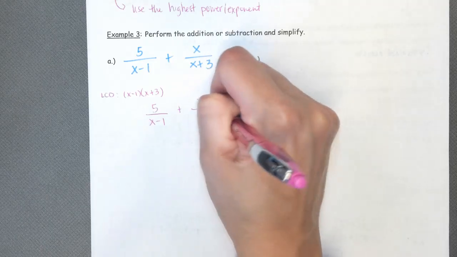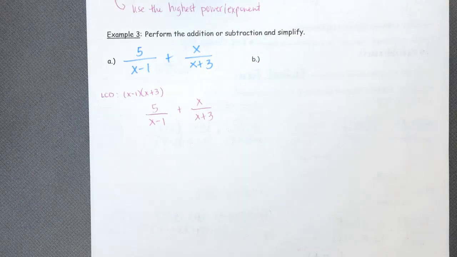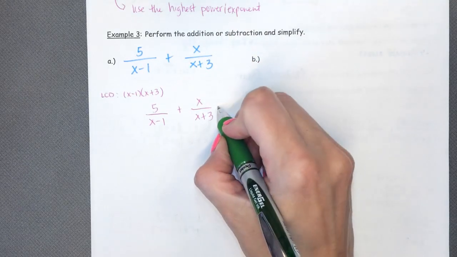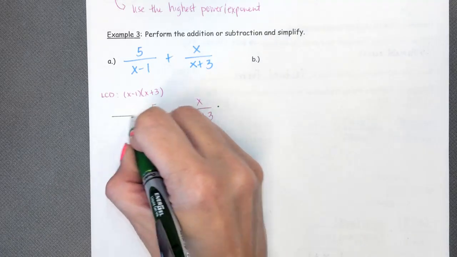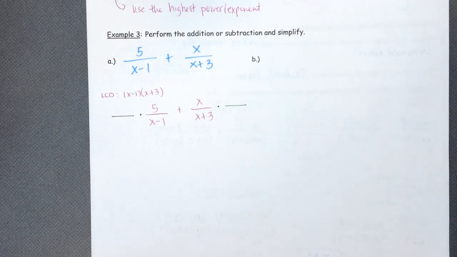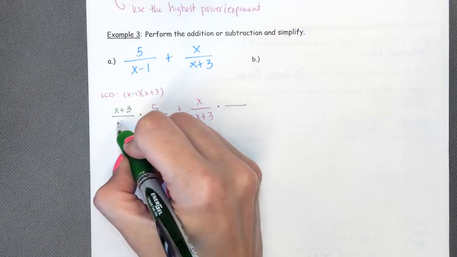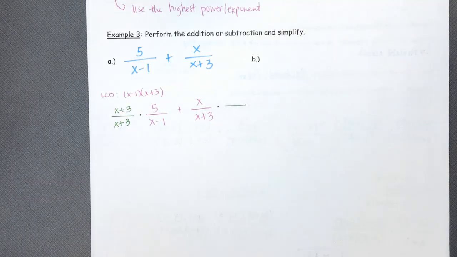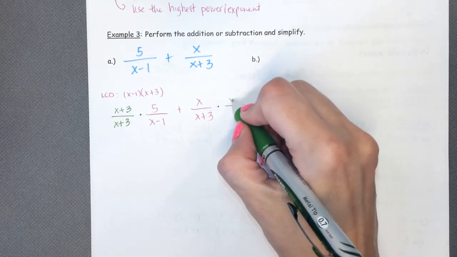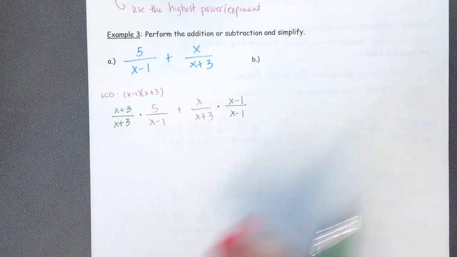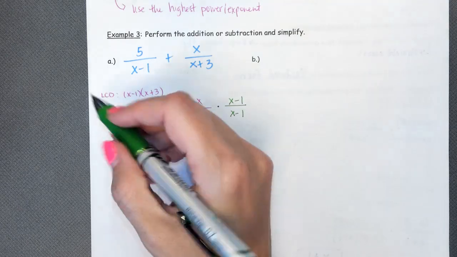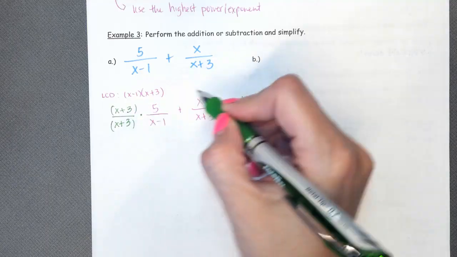I'm just going to write this again so you can see what we're going to multiply by. And remember, when you have expressions, you have to multiply by something equivalent to 1. So I can multiply by x plus 3 over itself because I'm not changing the value. Anything over itself is equivalent to 1.